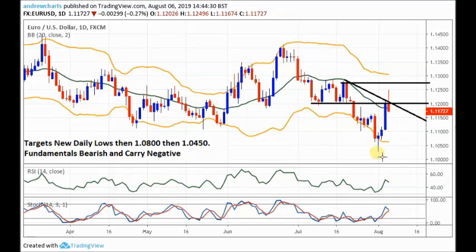Now, I don't expect it to run down to this tail. I expect new daily lows, then 108, then 104.50. That's a long way to the downside, and I've discussed it in other videos. The fundamentals behind the chart are so heavily bearish for the euro. You can look up my other videos for why I believe that. But also, you've got a negative carry on the euro. That means basically you get paid interest if you're selling the euro.